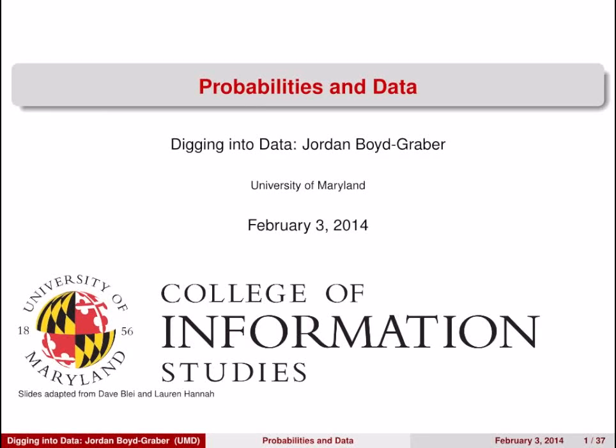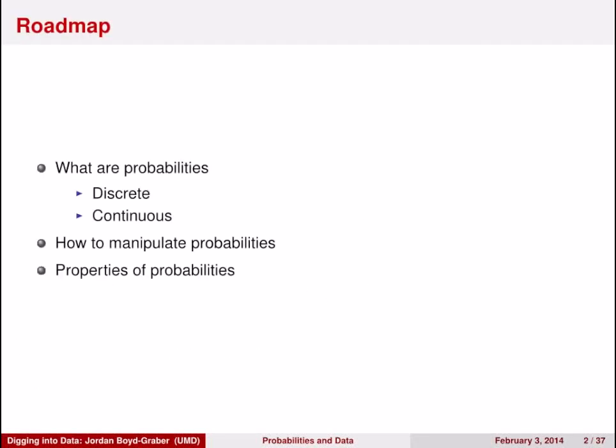Today we're talking about probabilities. First, we'll introduce some very basic definitions. What are probability distributions over discrete and continuous random variables? We'll then talk about how to manipulate probabilities so that they can represent concepts that you care about in your data. And then we'll talk about properties of distributions that allow you to describe distributions and to communicate about what distributions mean.